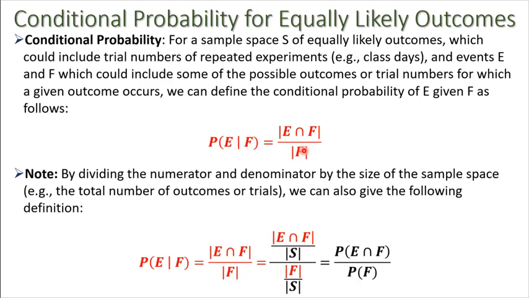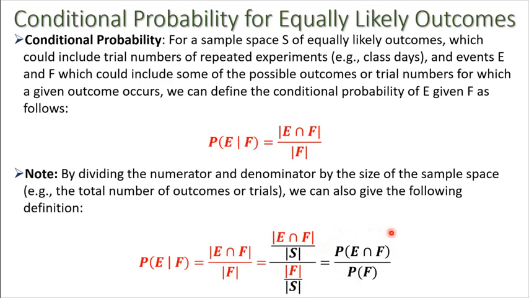an equivalent definition here. So if we were to divide both the numerator and denominator by the size of S, or the size of the sample space, and again we're dealing with equally likely outcomes, then what we have in the numerator is actually the probability of E intersect F, right? It's the size of E intersect F divided by the size of the sample space, and since each of these outcomes are equally likely, this will be the probability. And in the denominator, we'd have similarly just the probability of F, right? Because we're doing the ratio of the size of F to the size of S.